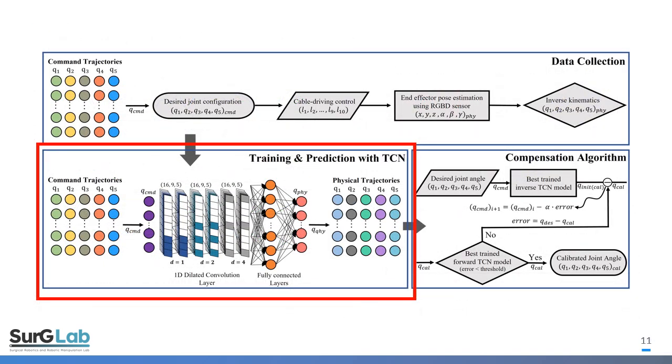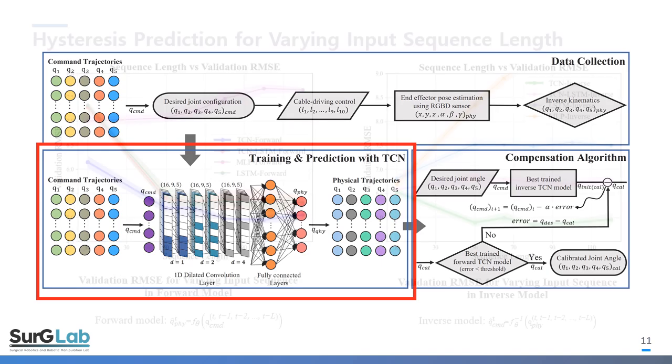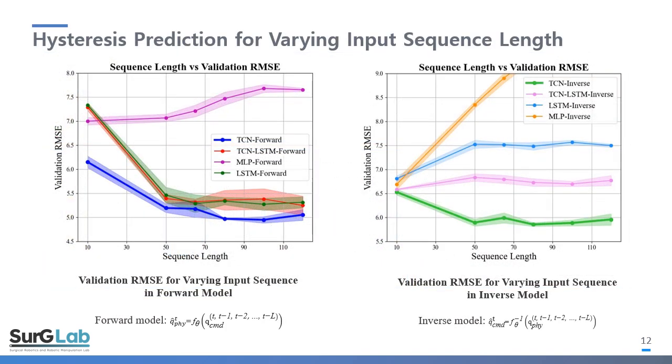Next, modeling the hysteresis. For modeling the hysteresis, we employ 2 approaches using 4 architectures. As you can see in both figures, the TCN with sequence length 80 exhibits the superior performance for both forward and inverse approaches.